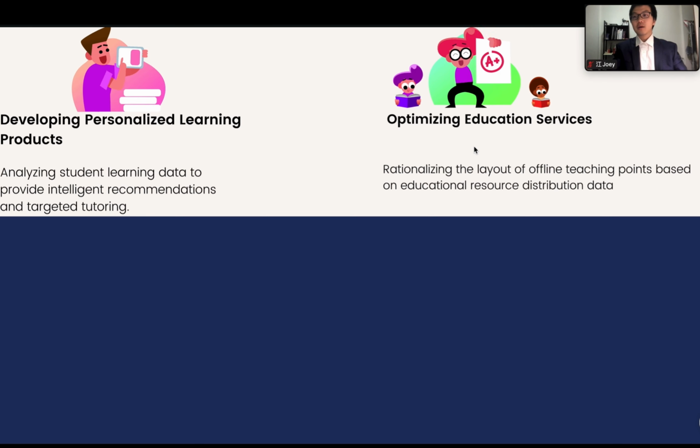And next level is enterprise level. First, we talk about developing personalized learning products, analyzing student learning data, and providing intelligent recommendation and targeted tutoring. And next is optimizing education service, rationalizing the layout of offline teaching points based on educational resource distribution data.